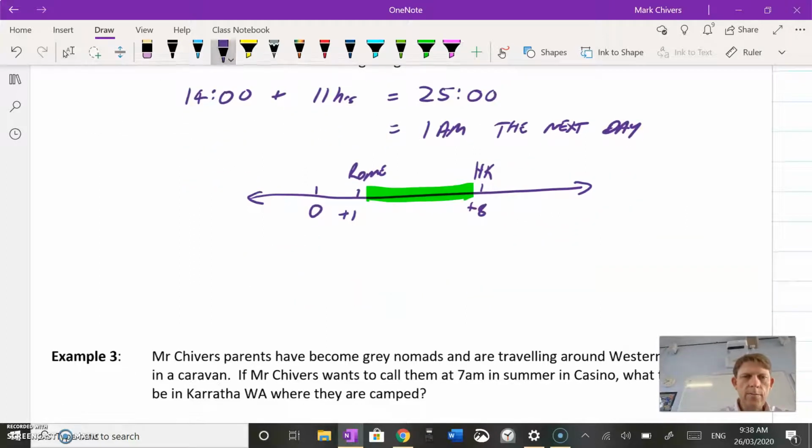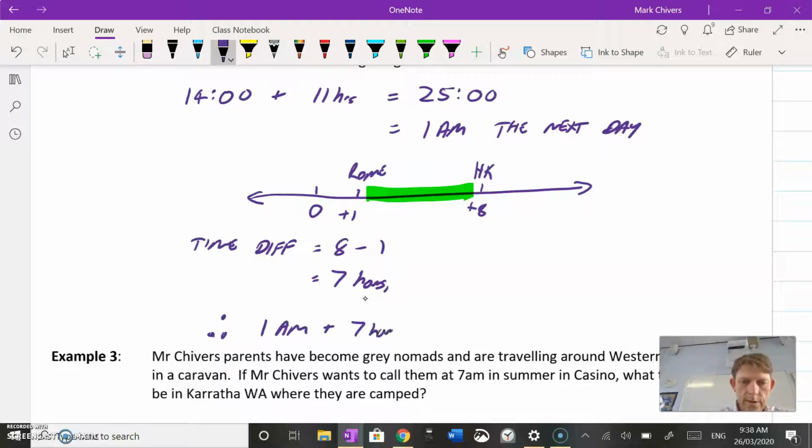So to find the time difference, we're just going to take the most easterly, which is Hong Kong, and take away the most westerly, which is Rome. So that's 7 hours. So in other words, it's 7 hours earlier in Rome than it is in Hong Kong. So therefore, 1 a.m. plus 7 hours, well, that's going to be 8 a.m. and obviously that's on the next day.